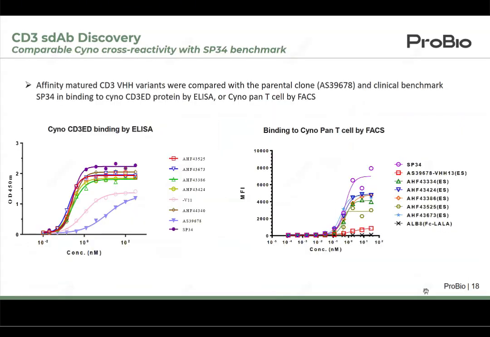In addition to the binding affinity to human targets, we also evaluated the binding affinity to cyno-monkey. So this data shows by ELISA on the left and flow cytometry on the right that the affinity matured candidates showed significantly improved binding to CD3 proteins and the cyno-monkey PBMC T cells.